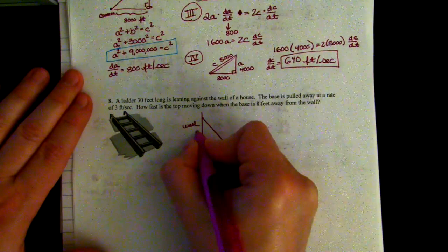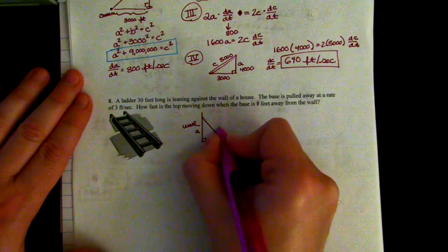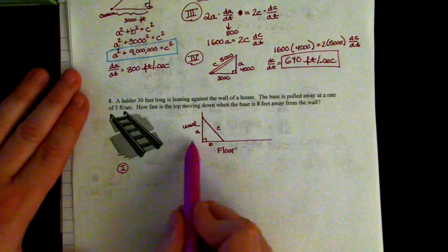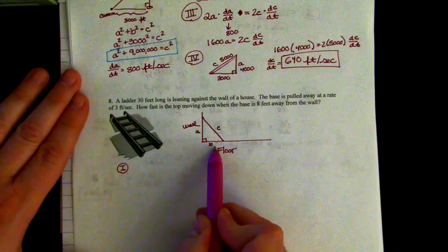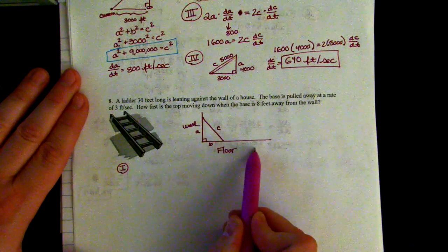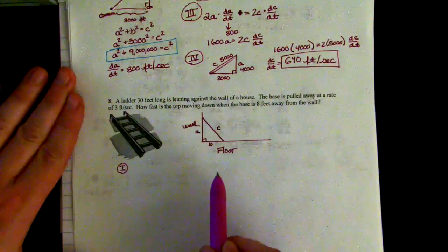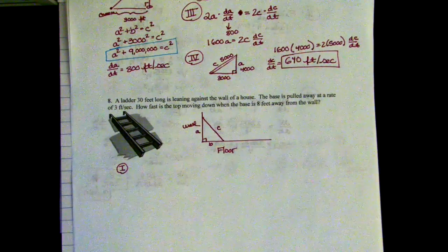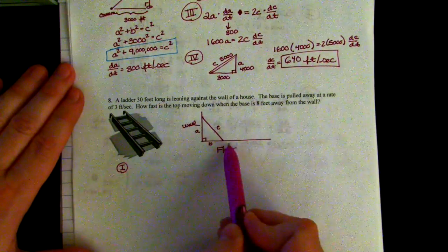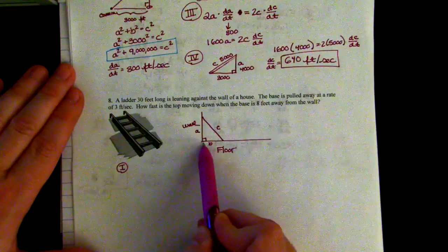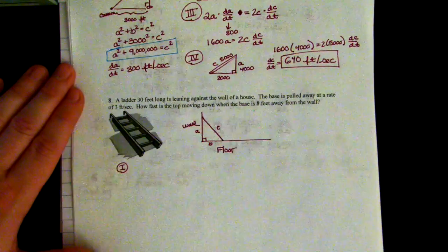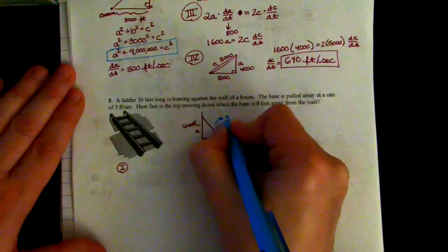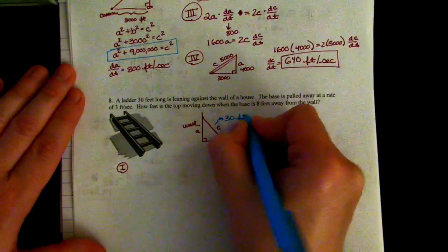I'm gonna fill in some variables there, an A, B, and a C. For starters, one of these variables, as the ladder's sliding down, is not changing. Which variable is not changing? I think as the ladder slides down, the height over here is changing, the base over here is changing, but the length of the ladder, that's not changing. That is always 30. I'm going to fill that in as 30 feet.